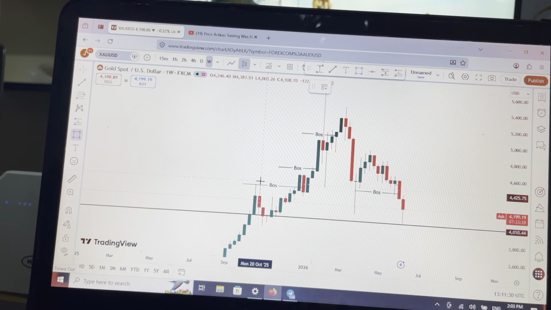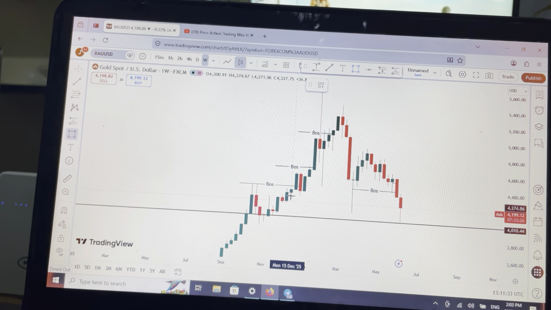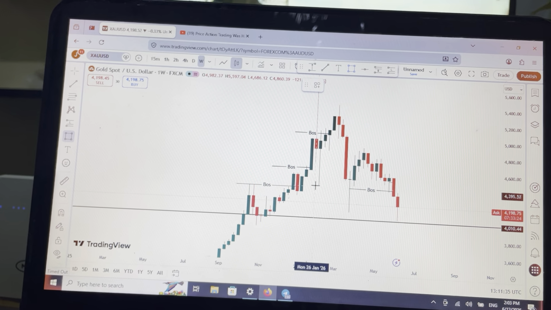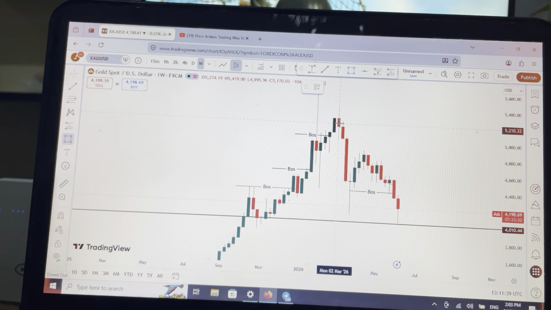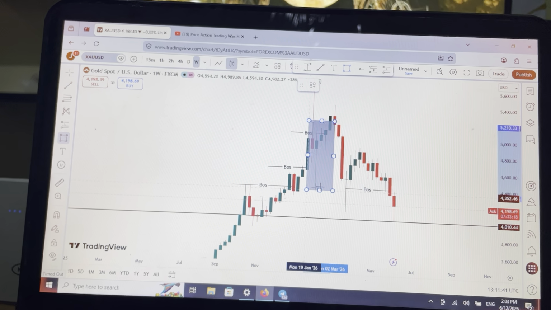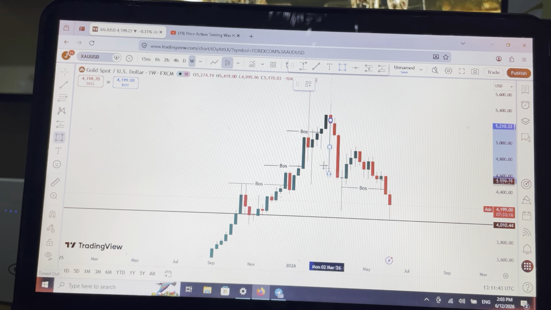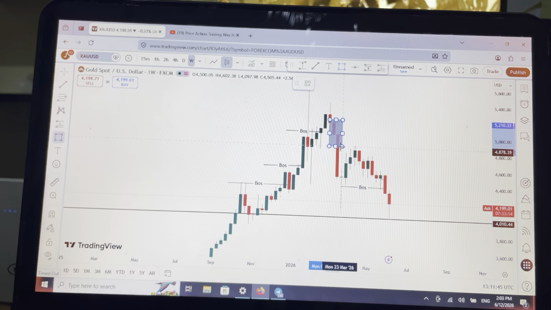So here it is. Gold first of all gave a break of structure around here, did not grab liquidity; break of structure around here, did not grab liquidity; break of structure around here, did not grab liquidity. So I anticipated this sell around this level. You understand that price is going to reach either around this level or this level.